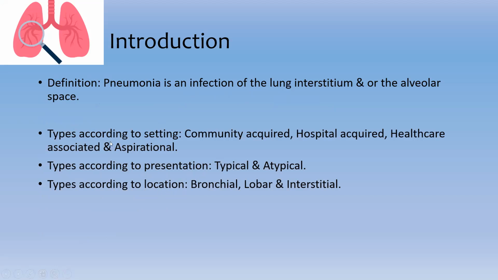So for the types, according to setting, we have community-acquired pneumonia. This is very common. We have hospital-acquired pneumonia. It's less common, but you'll come across it. And then we have healthcare-associated and aspiration pneumonia. So community-acquired pneumonia is pneumonia that's acquired outside of a hospital setting. These are people who come in with the pneumonia already.